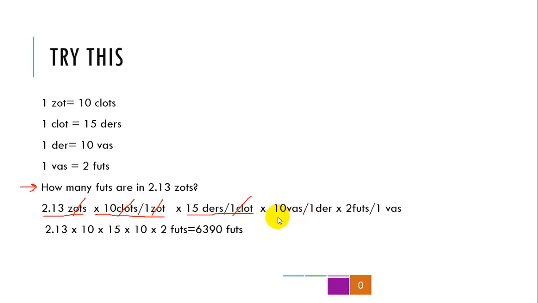Then I got to get rid of durs. Here's my third conversion factor. Durs is on the bottom to cancel out. Now I have Voss. And then my last conversion factor, Voss is on the bottom, and I get Futs. And this is the unit I am looking for. So I actually went through 1, 2, 3, 4 conversion factors here. Now, to do the math, I just go 2.13 times 10 here, times 15 here, times 10 again here, then times 2, and then of course it's all divided by 1. So it comes out to be 6,390 Futs.